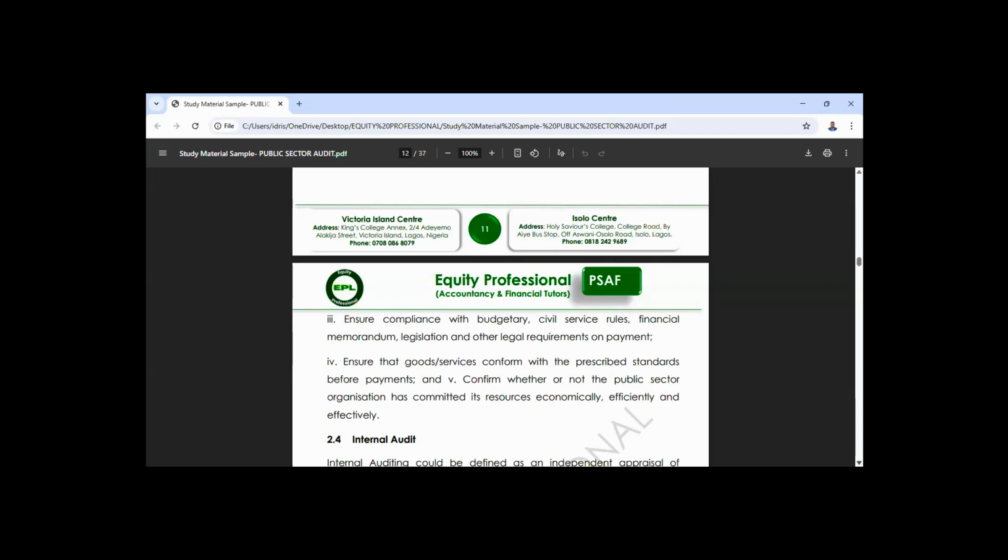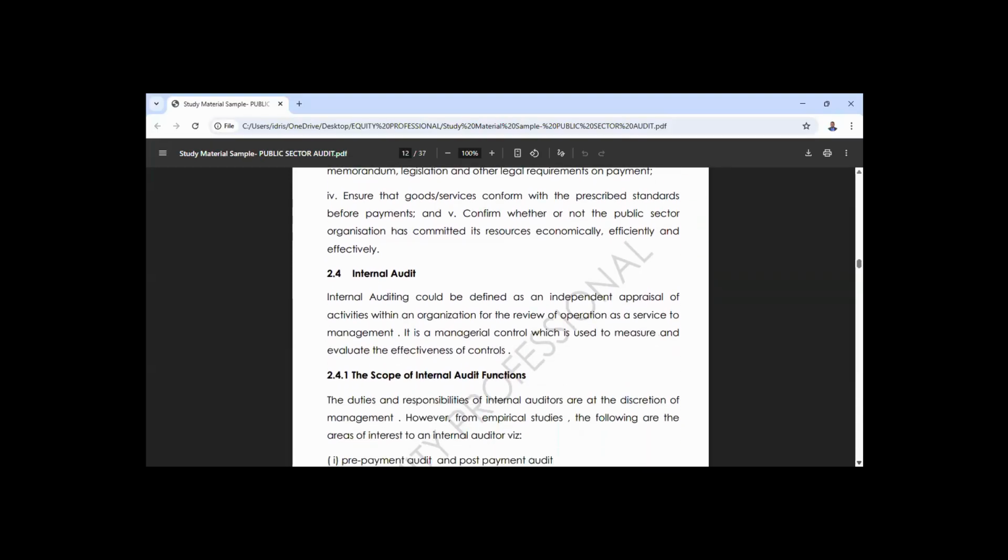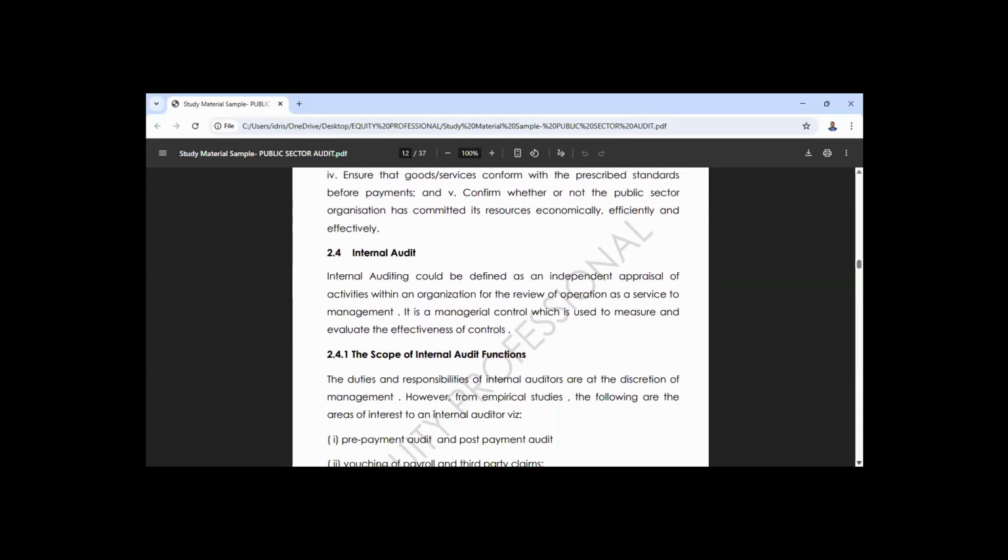While another role is to ensure that goods and services comply with prescribed standards before payment. These are all the roles of internal audit in the value for money audit.